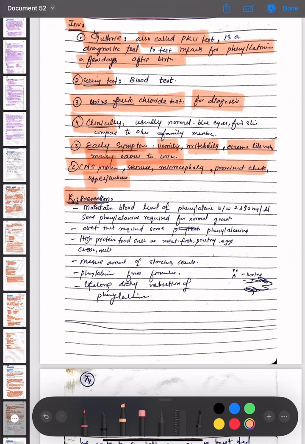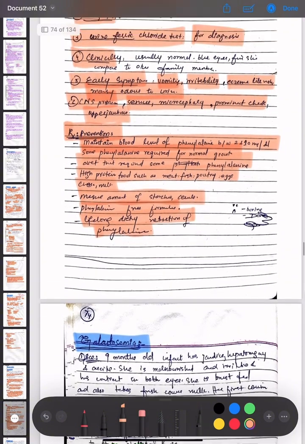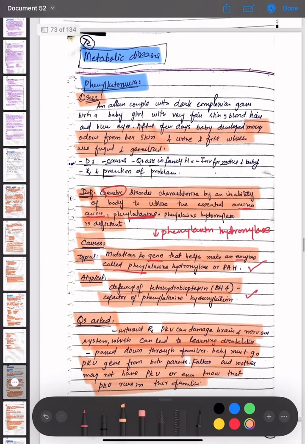Now, the prevention for phenylketonuria is to maintain the blood level of phenylalanine between 2 and 10 mg per dl. Some phenylalanine is required for normal growth. The diet requires some phenylalanine: high protein foods such as meat, fish, poultry, eggs, cheese, milk, and a major amount of starches and cereals. Phenylalanine-free formulas should be used. Lifelong dietary restriction of phenylalanine is done. So this is the prevention for the defect of phenylalanine.